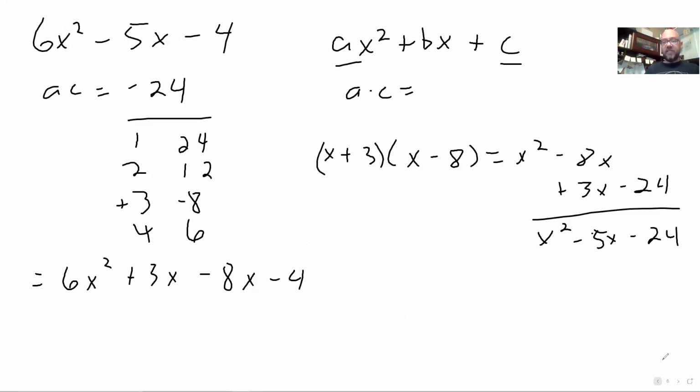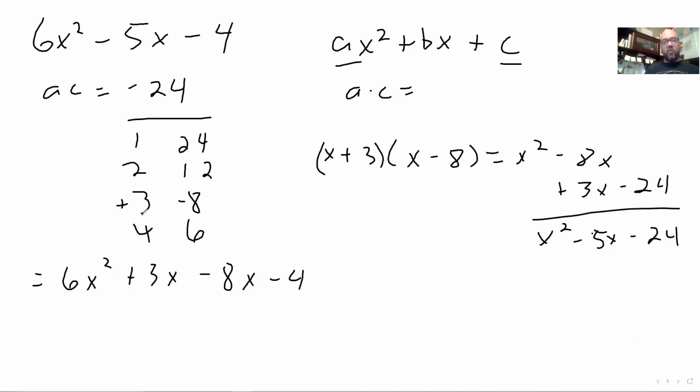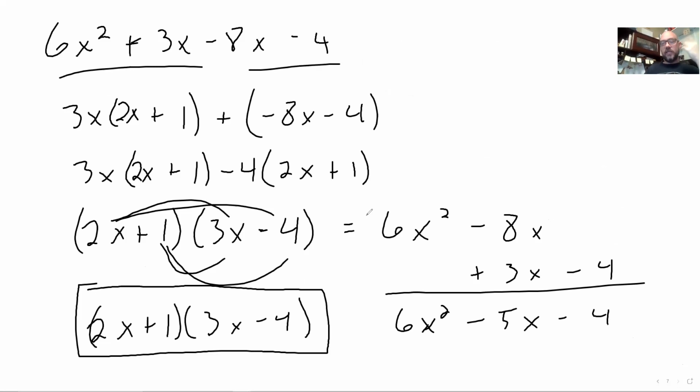So that is the AC method. The AC method is like trial and error. You still make this chart and find all of your options, but the thing that you do with the option you select is not just jam it into your answer. You have to do a little bit more. You have to split up your middle term like this, and then factor the remaining polynomial by grouping. That's the AC method.